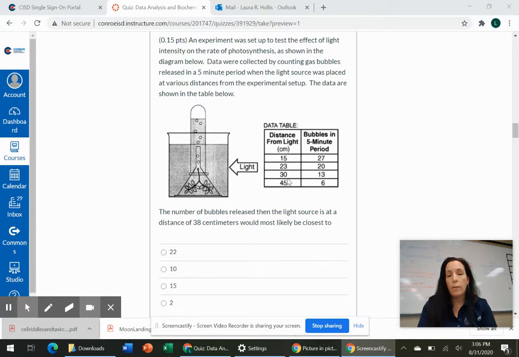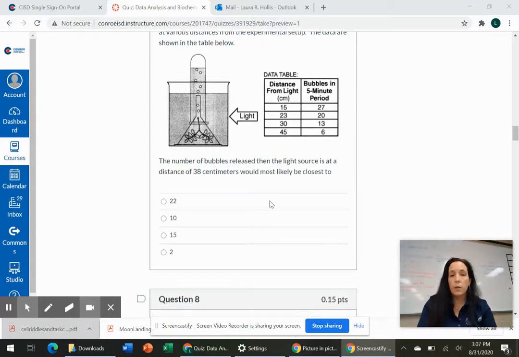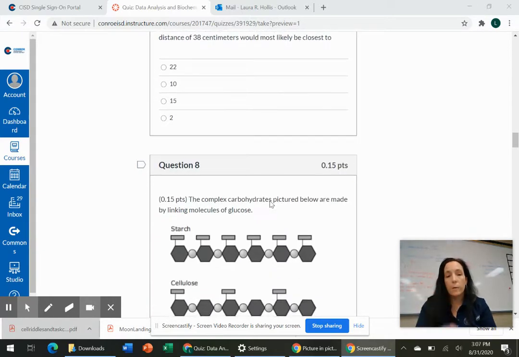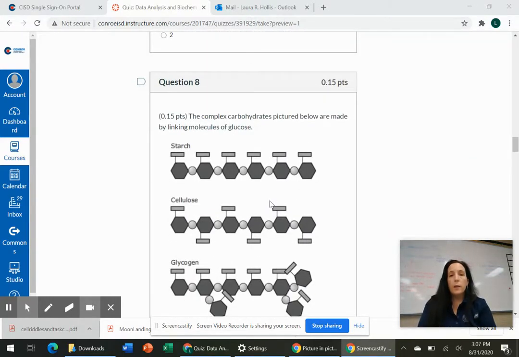30 and 45, and so then your number would be between 6 and 13. So the only option of the number between 6 and 13 is 10. So the answer for this one is 10. The things that give you clues are most likely, closest to. So you want to make sure that you're really reading what they're asking for and looking at the chart and the pictographs or whatever.